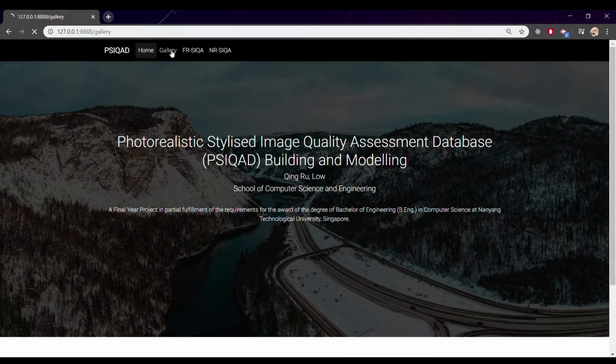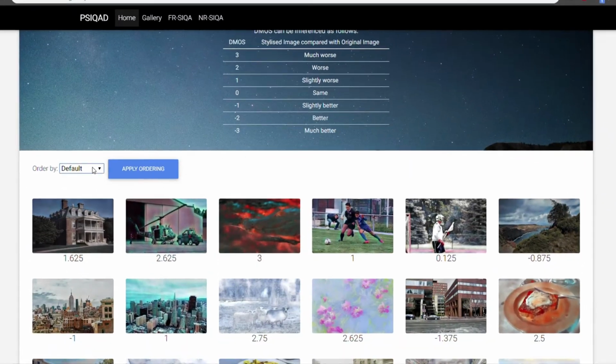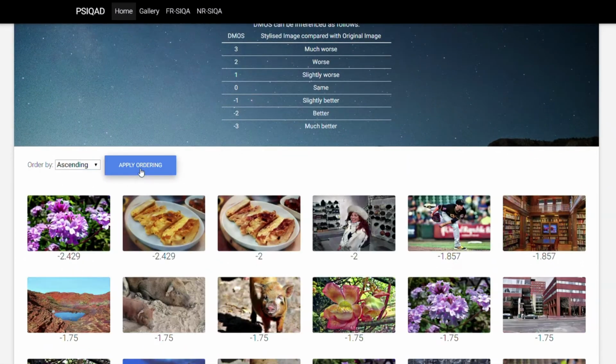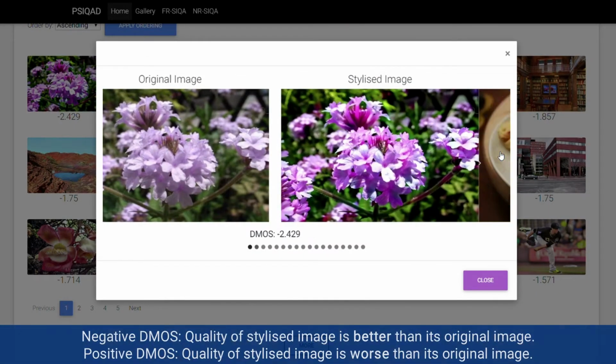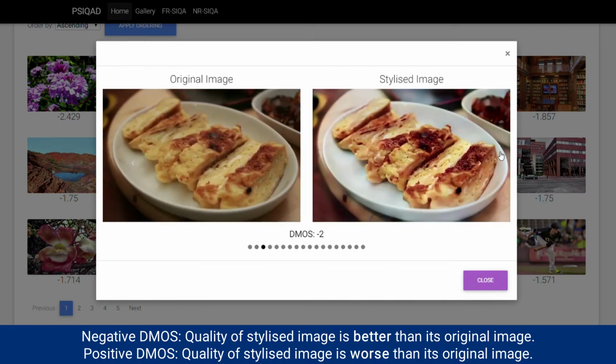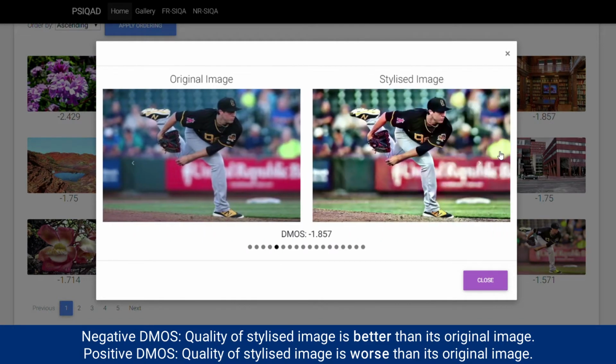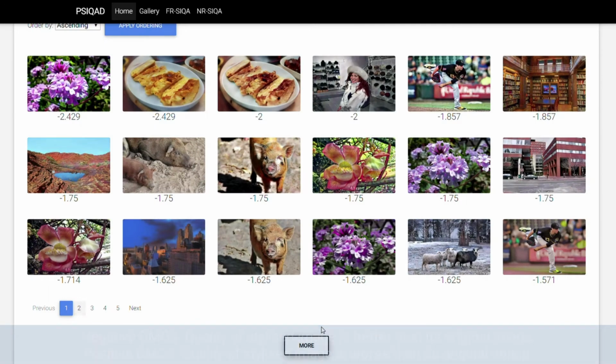Despite stylization being a type of distortion to an image due to the loss of naturalness, there are still cases where they are rated as appealing by humans. These are some examples where a negative differential mean opinion score (DMOS) suggests that the stylized image is better than the original image.